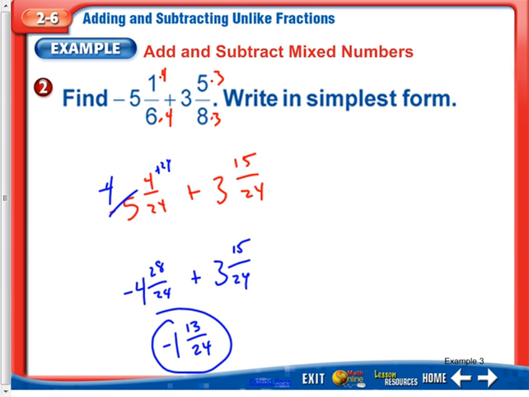Okay, and that's kind of doing it the second method where we're not making it improper fractions. You could do that as well. You could do 5 times 24 plus 4, make that an improper fraction. And then you do 3 times 24 plus 15, make that an improper fraction. And then we can combine numerators and then regroup it into a mixed number again, whichever way you prefer.